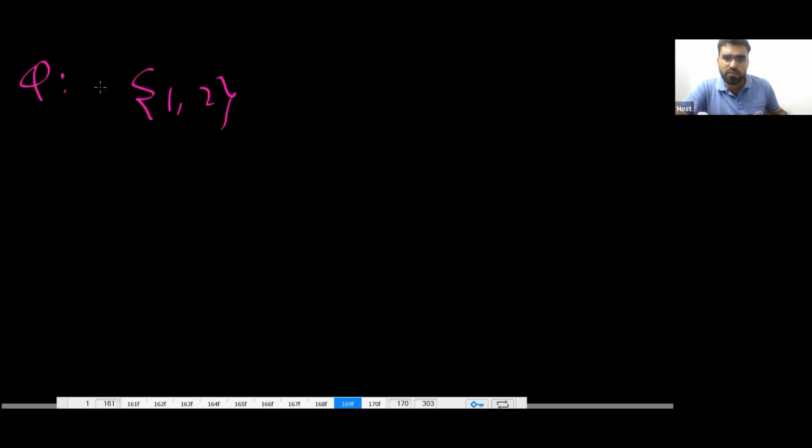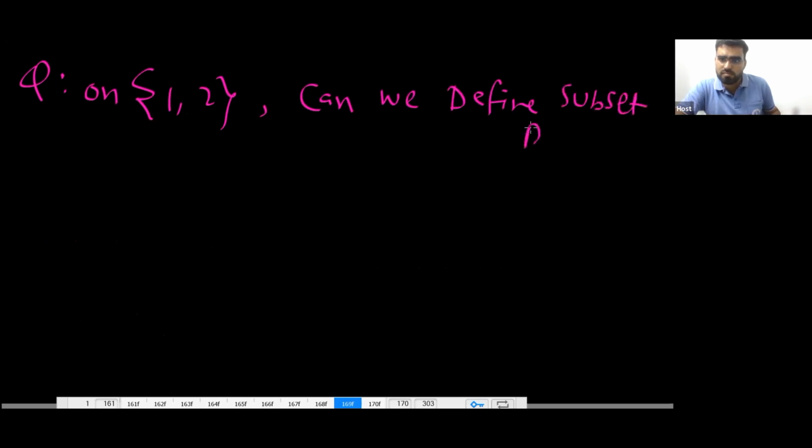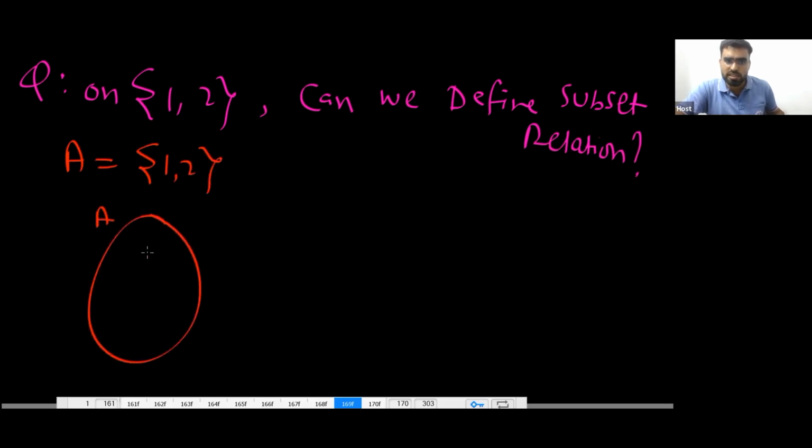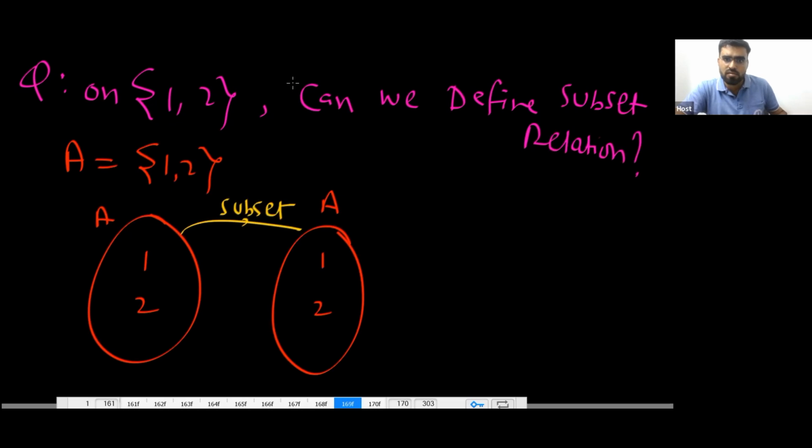This is my question. On this set, can we define the subset relation? See, this is your set. Remember, your set is 1, 2. So can I define a subset relation on it? Can I say this is correct? Is this correct?